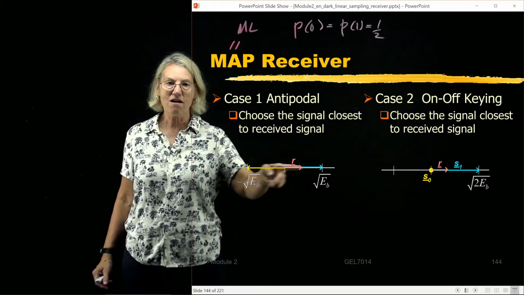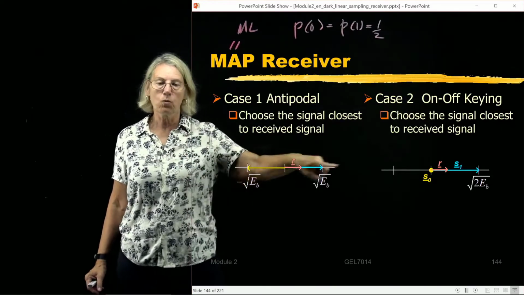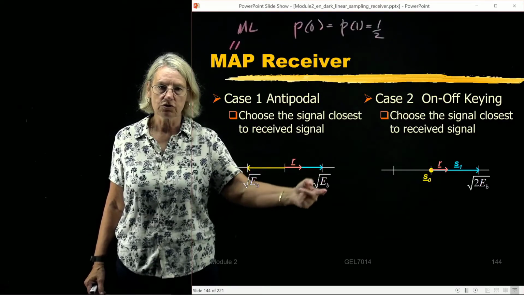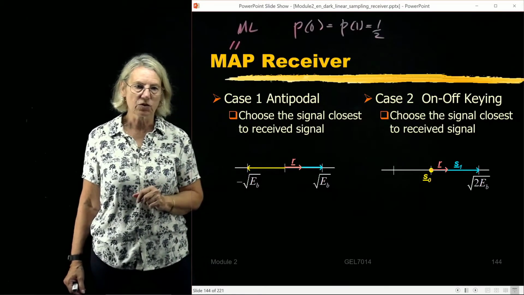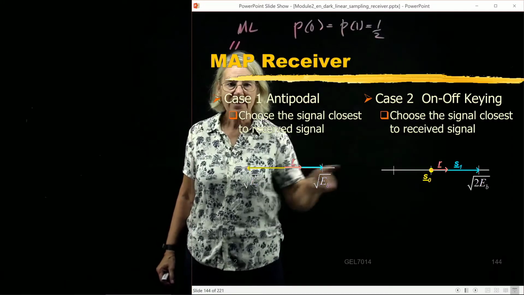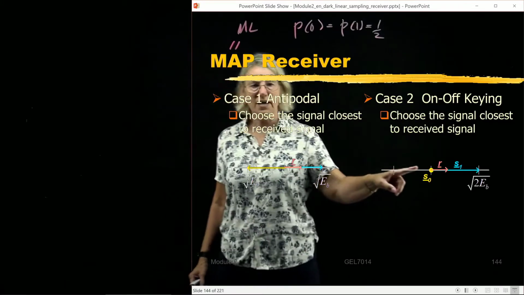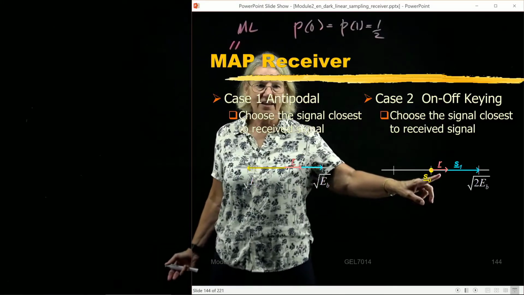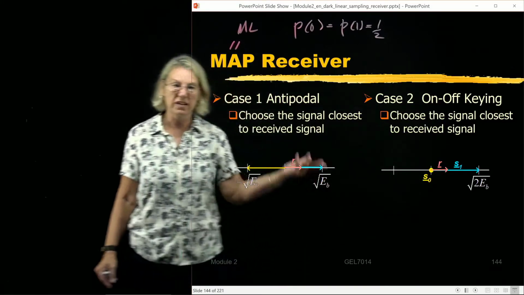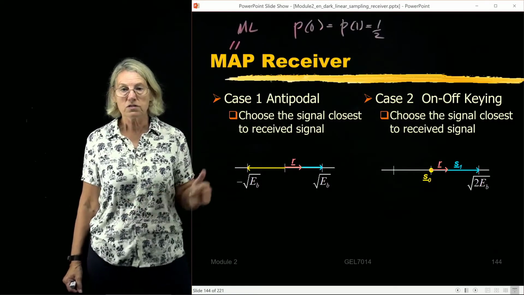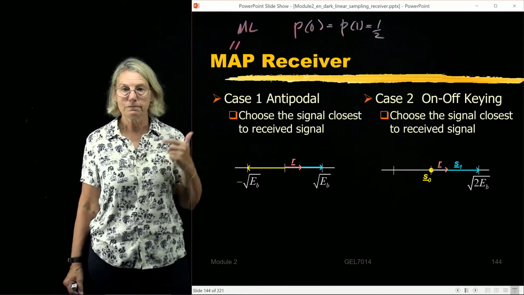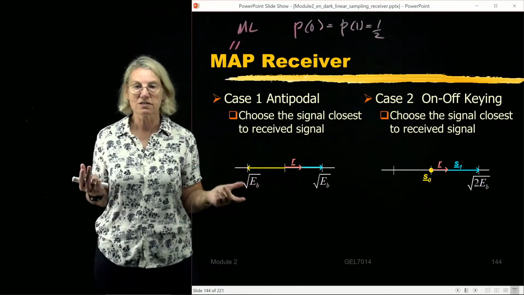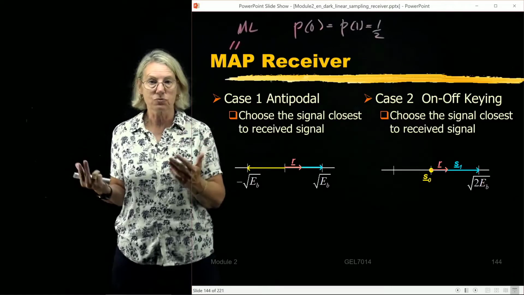If I have R and it's a one-dimensional space, so here's my R. Well, this one is closer to logic 1. I'm going to choose logic 1. This could be exactly the same R, and in this case, my receiver would tell me instead to choose S0 because it would have been closer to S0. So of course, for a given received signal, I might have different conclusions because my hypothesis on what symbols were transmitted were different.